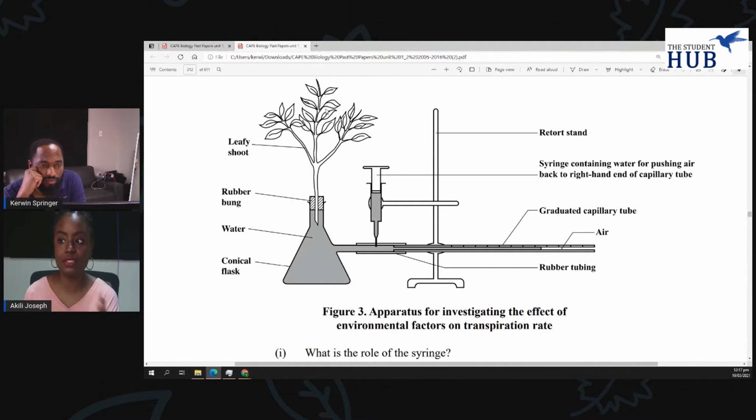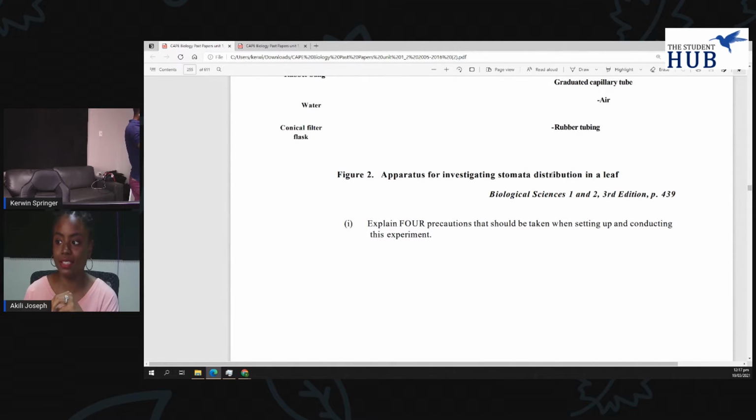So water would be lost from your leaves, and then it would cause the liquid to move in this graduated capillary tube, and you would usually look at the distance it moved to see how fast transpiration is happening. Then we manipulate different factors, whether it's humidity, light, wind, to see what effect it has and how quickly this line will move, right? But that's how we are accustomed to using this setup. But what they're doing in this particular question is looking at stomata distribution.